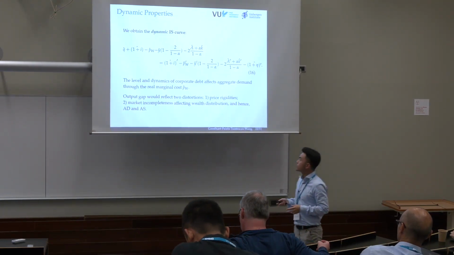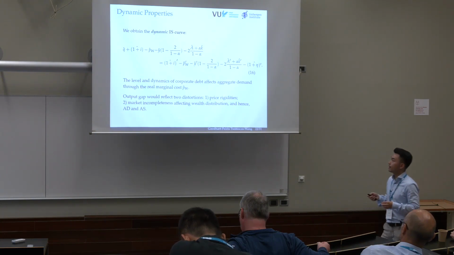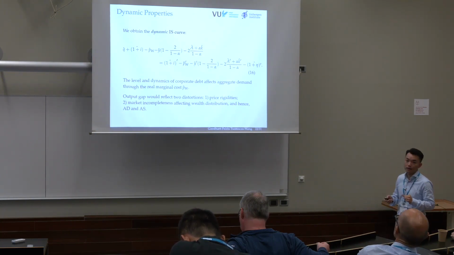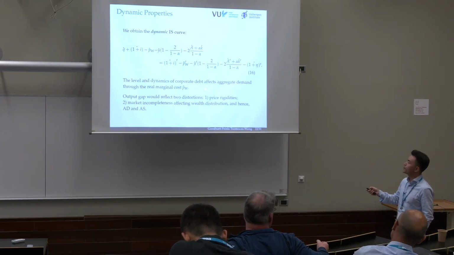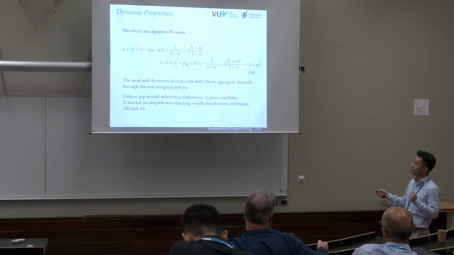How about the dynamic IS curve? The dynamic IS curve is also affected by the level of debt as well as the price of debt. The level and dynamics of corporate debt affect the aggregate demand through the marginal cost.